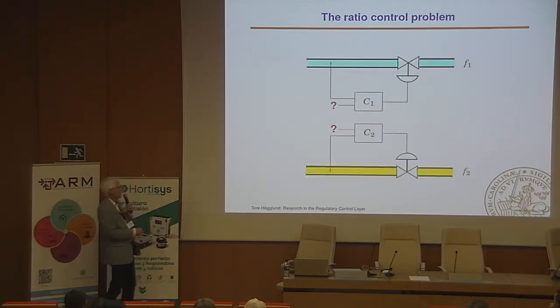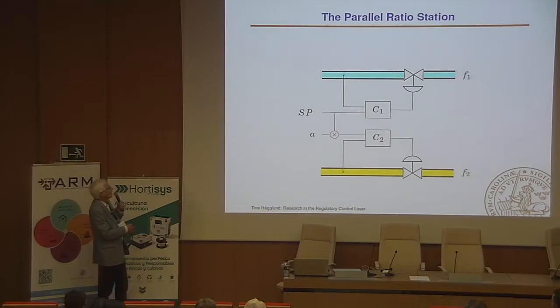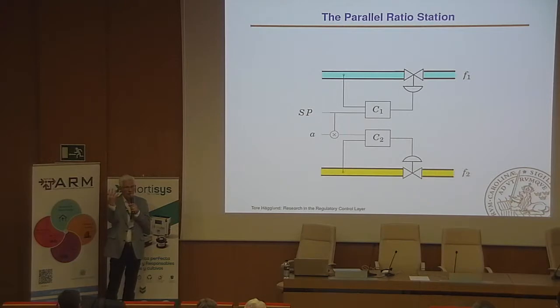Now, how is it done today? There are two methods that you can say form the industrial standard. The first one is what I call the parallel ratio station. You take the external set point, and feed that to the first controller. You take the same set point, multiply it by the desired ratio, and that forms a set point to the second controller. This is a kind of open loop approach. You take the flow set point, multiply it by the desired ratio, and you give the set point to the two loops. Does it work?